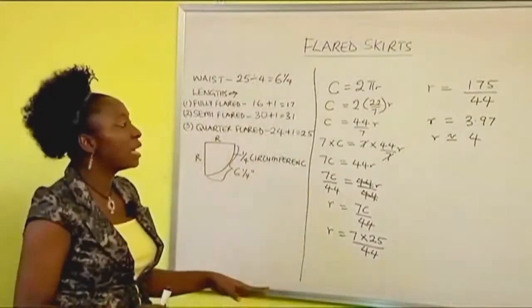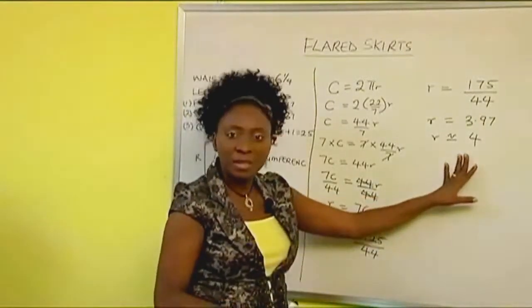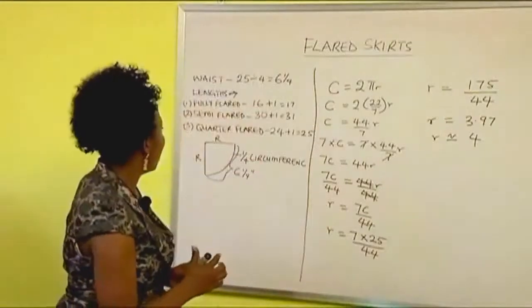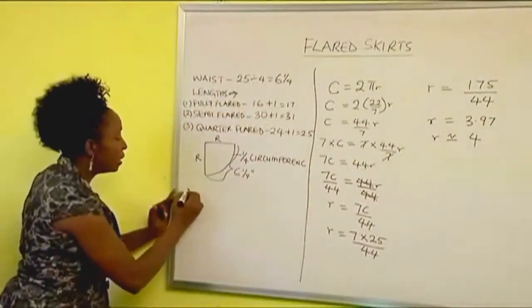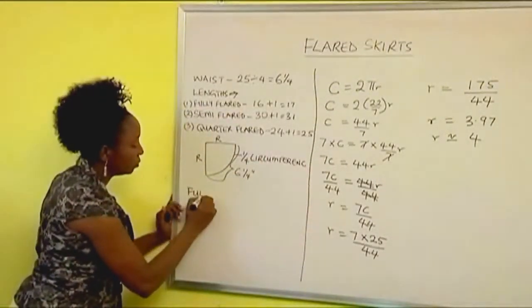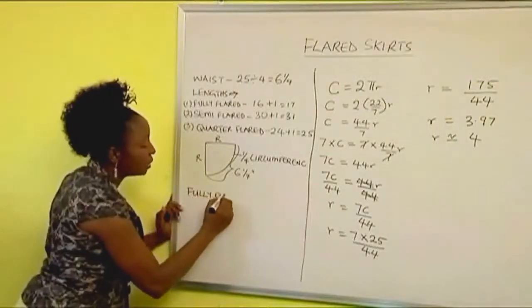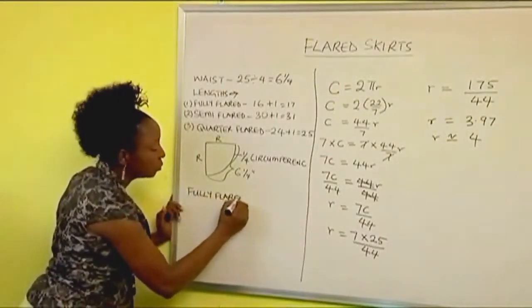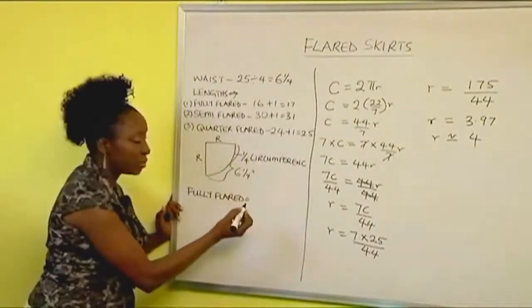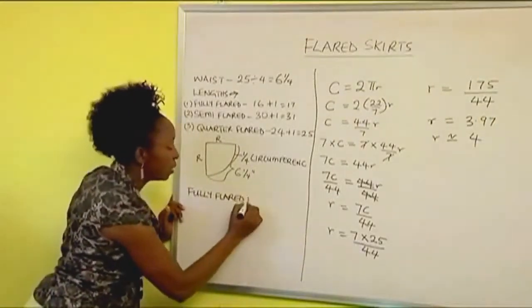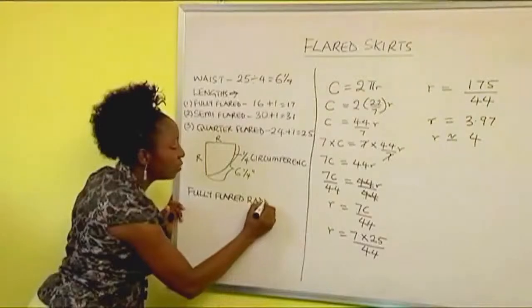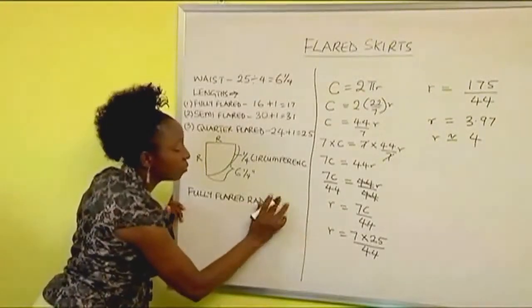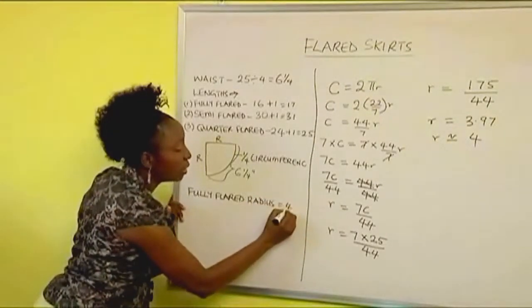So now that we have already calculated our r, this is 4 inches. If you look at it very well, for our fully flared skirt, our fully flared radius is 4 inches.